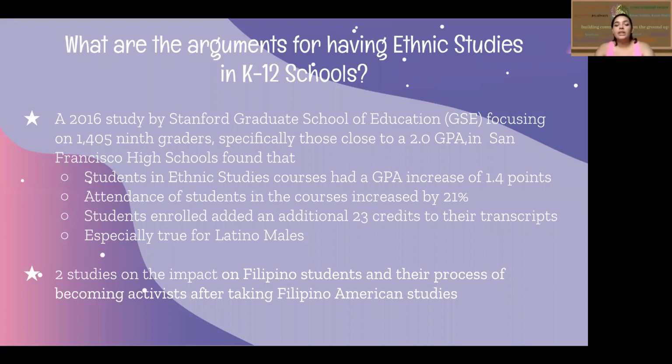So what the study did was take students with a 2.0 GPA or below and make the ethnic studies class a requirement for them to take, and for those above a 2.0, it was an optional course. Just to make it fair for the study, those were the restraints on it. So they found that students in ethnic studies courses had a GPA increase of 1.4 points.